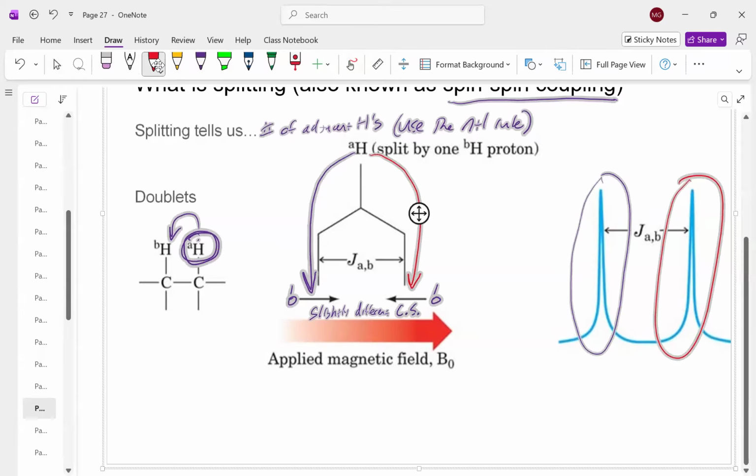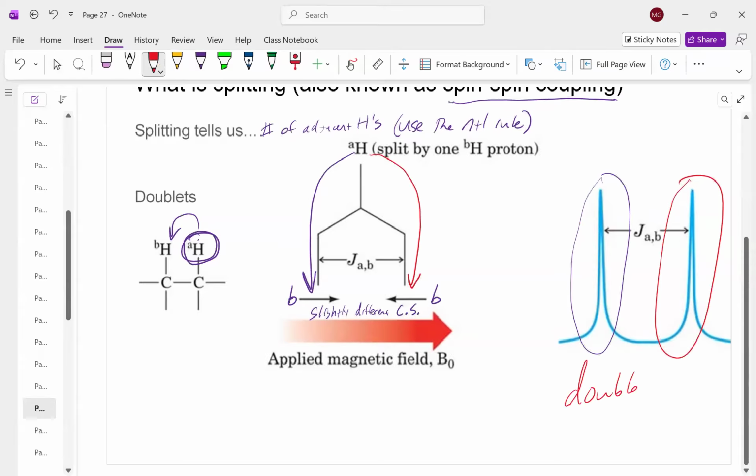And so if it's split into two peaks, we call that a doublet. We didn't see an example of that before, but that is what a doublet looks like. And the reason they're of equal height is because this is just as likely as this.